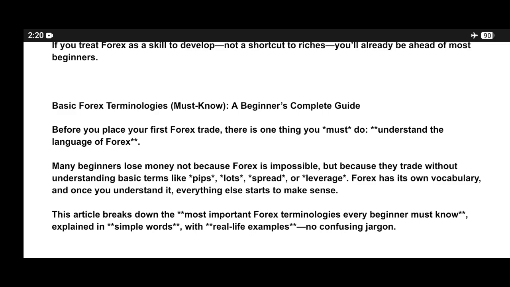Forex has its own vocabulary, and once you understand it, everything else starts to make sense. In this section, we will break down the most important forex terminologies every beginner must know, and we explain it in simple words with real life examples and no confusing jargon.